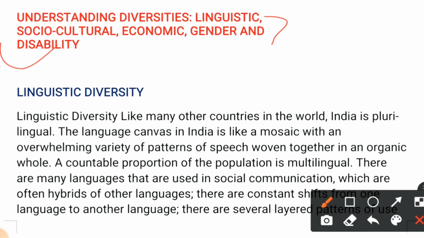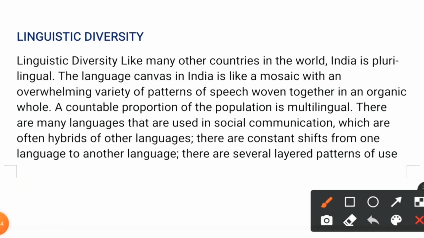So here, number one, we have linguistic diversity. Okay guys, one of the big diversities which India has is linguistic diversity. It means we are talking about language diversity. I read somewhere in a travel book, it was mentioned that kosh kosh pe badle pani and kosh kosh pe badle vani.